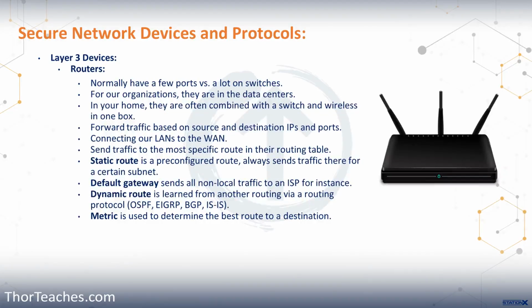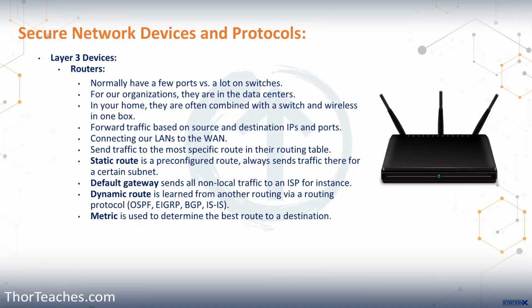With switches, they could have up to as many as 500 ports, which makes sense. They are what we connect all our end devices to. Routers have an entirely different function, and because of that different function, they have very few ports. They would normally be either in our data center in our organization or at the demarc from the ISP. If we talk about the one you have at your house, then most often it's one box that combines a router, a switch, and a wireless access point.